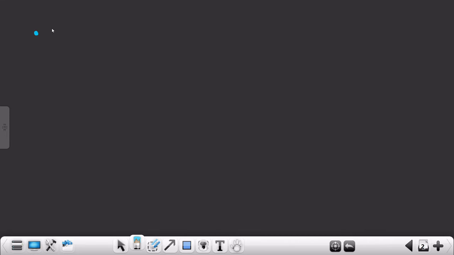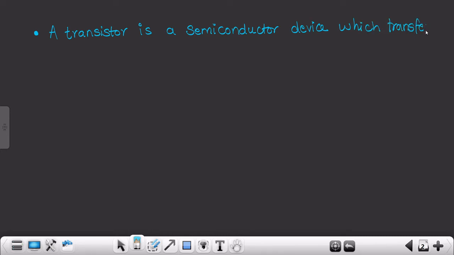So basically, a transistor is a semiconductor device which transfers a weak signal, right?